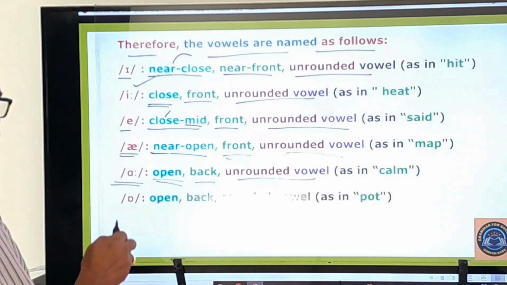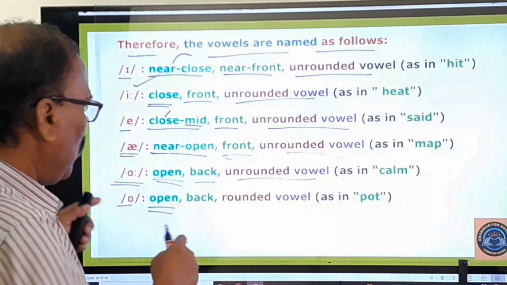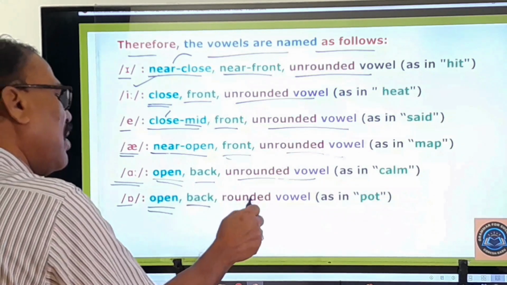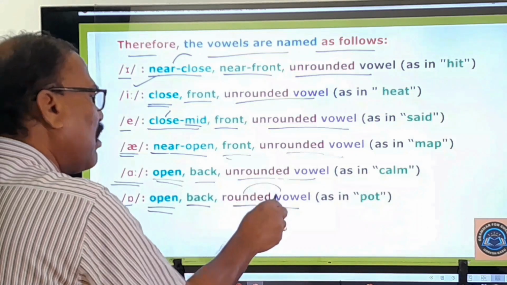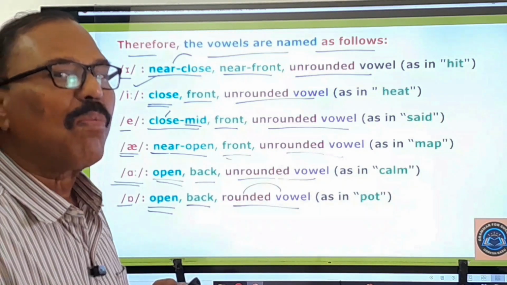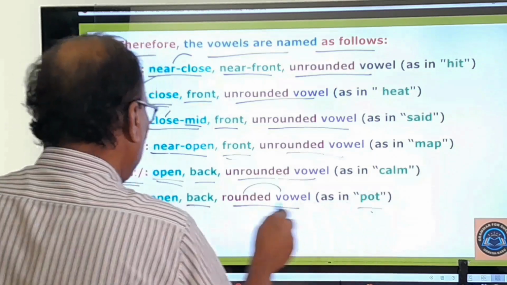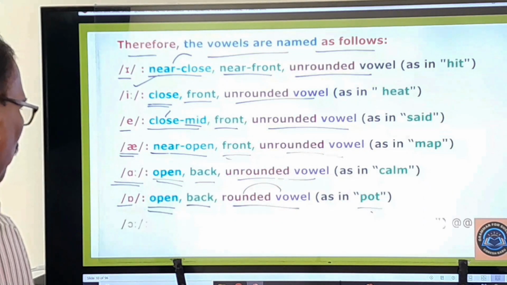And you go to the next one. Again this is open, which means the tongue goes down in the mouth, and the tongue goes back in the mouth, and it is a rounded vowel. In the production of this vowel, as in pot, the lips are rounded. Therefore, this is called the open back rounded vowel.